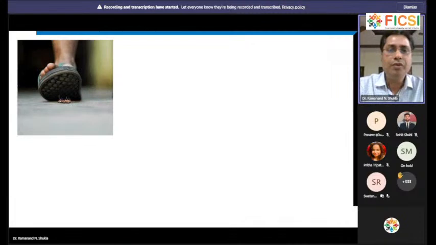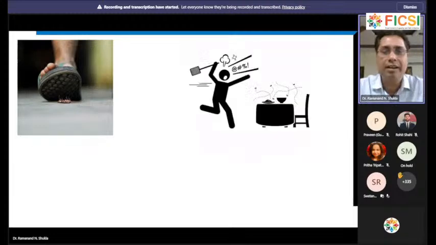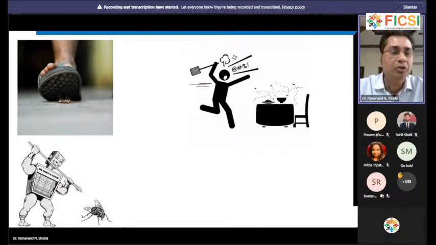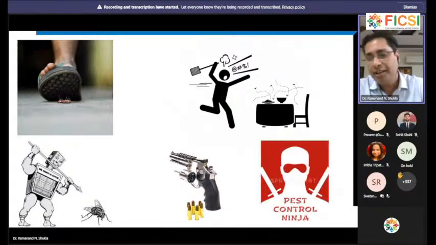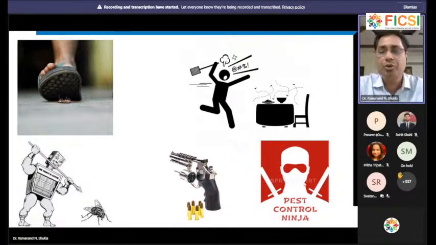So now if we move ahead, what are the ways to kill the pests? This age-old technique that you see on your screen, you can simply put a foot on them. You can hire someone to just keep running after the pests. You can use some kind of robots to kill them. And when you're extremely irritated, sometimes you feel that if I could have a gun that could clean all of them, or maybe you have the option of a pest control ninja, right? So these are various ways, and I'm sure you all would have at some point or the other faced this kind of frustration while managing various pests.